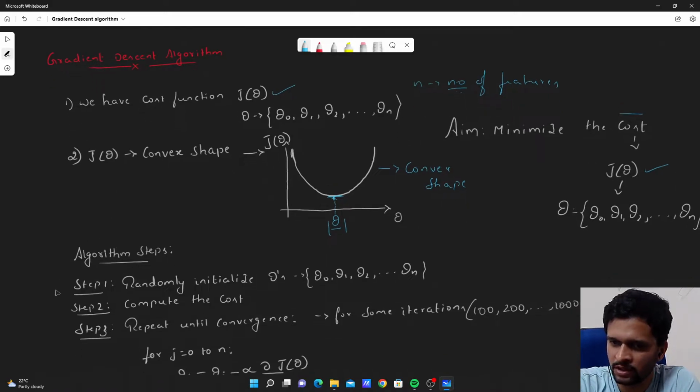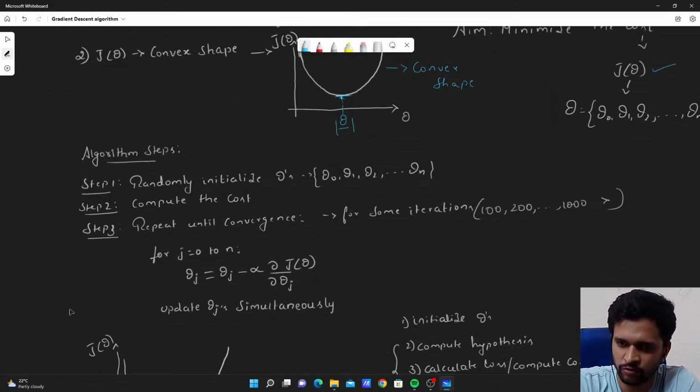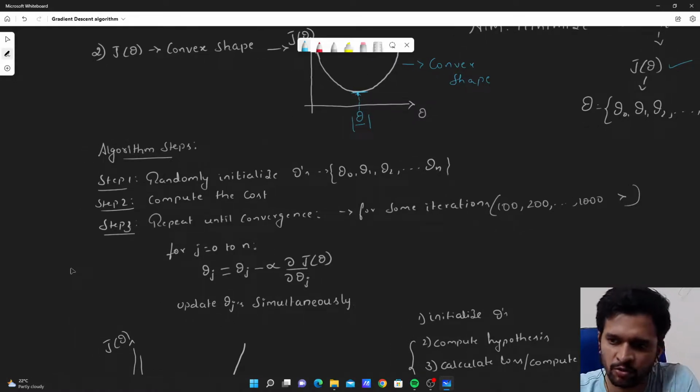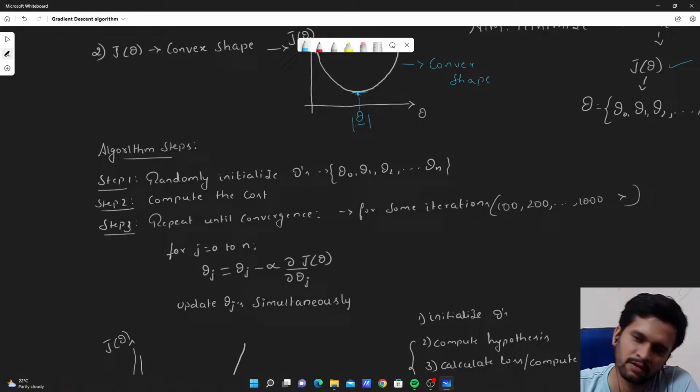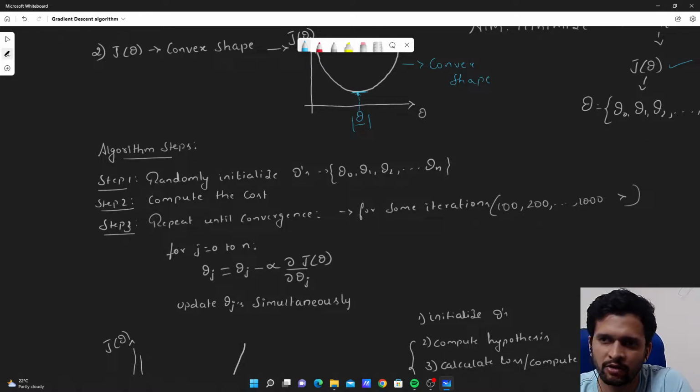Now coming to the algorithm of gradient descent, it will have some 3 or 4 steps. The first step will be to initialize the thetas randomly. How many thetas we'll have depends on the number of features in our data set. So we will randomly initialize that many thetas with some random numbers. Then at that point, we will calculate the cost. But before calculating the cost, we need to plug those randomly initialized thetas into our hypothesis, and then plug those hypothesis values into our cost function formula to calculate the cost.